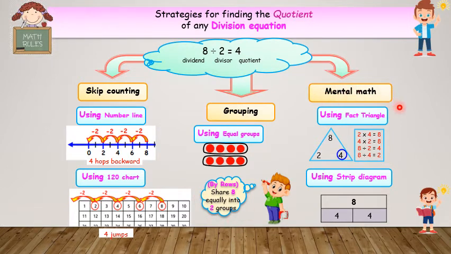Or I can use mental math using the fact triangle. I will make a triangle here, 2 and 4 and 8. I will search in table 2 what gives me 8, and it will be 4. All these are the possible operations between 2 and 4 and 8. Okay? So using a strip diagram here is cutting 8 into 2. So I cut 8 into 2, and it will give me 4 and 4.